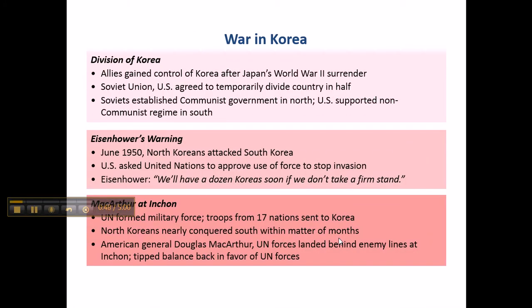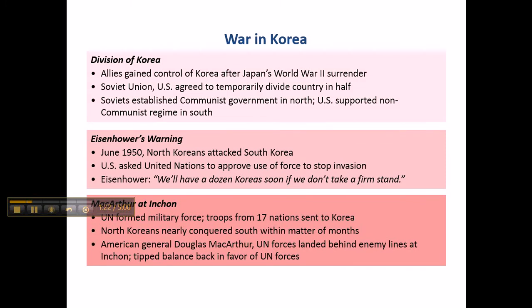The first major conflict of the Cold War is the Korean conflict. And it basically happens when Korea is split at the 38th parallel between North and South Korea. North Korea is communist, South Korea is capitalist, and the North Koreans will invade South Korea. With the idea of containment, President Eisenhower will have a famous quote, "We'll have a dozen Koreas soon if we don't take a firm stand." This is the idea of the domino theory. When one nation would fall, then all the surrounding nations would fall as well.